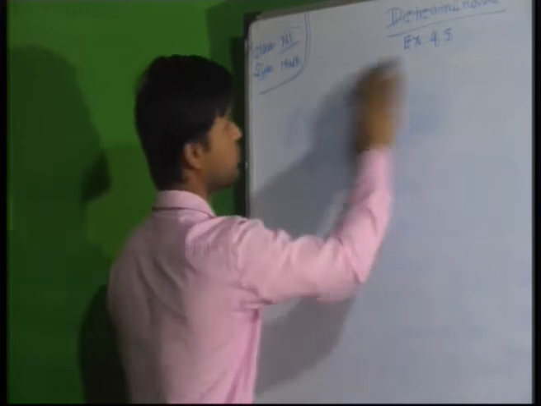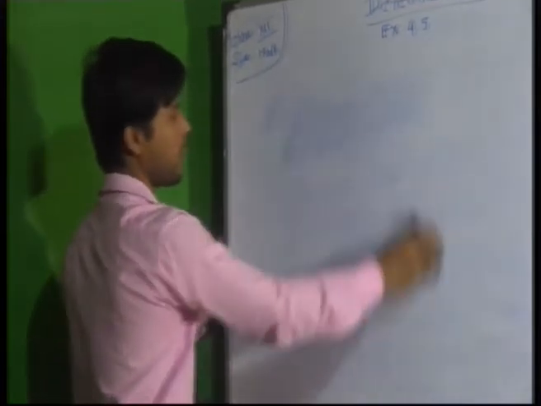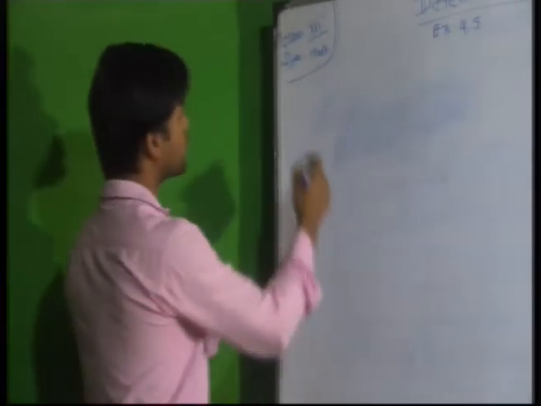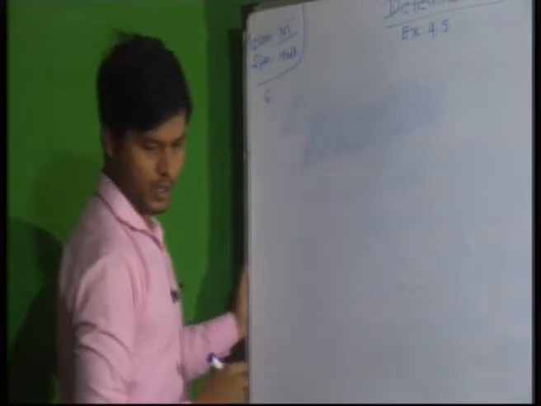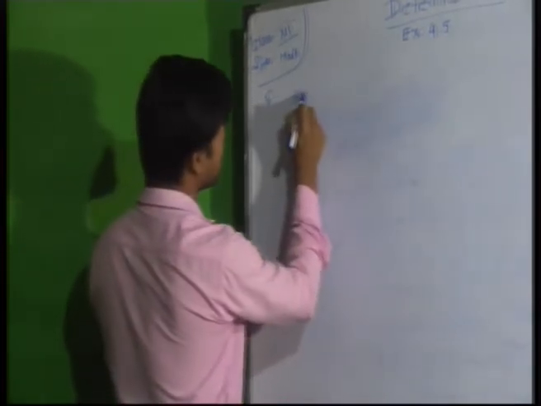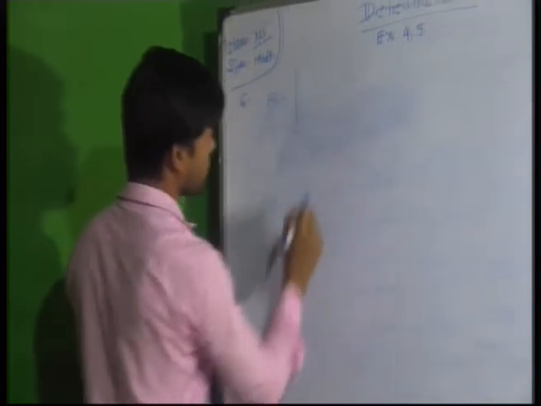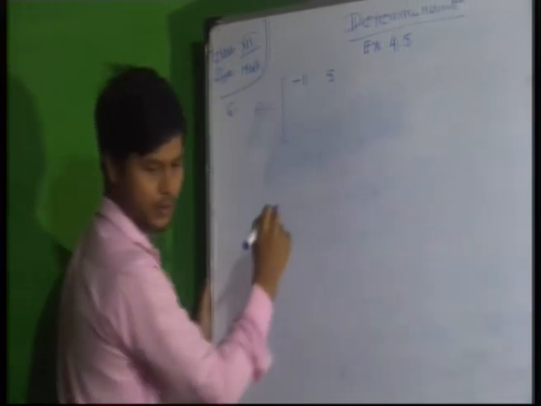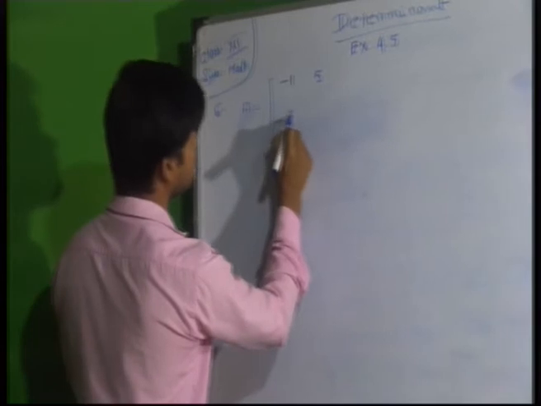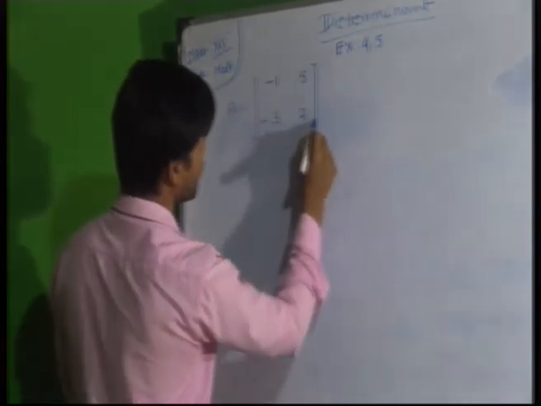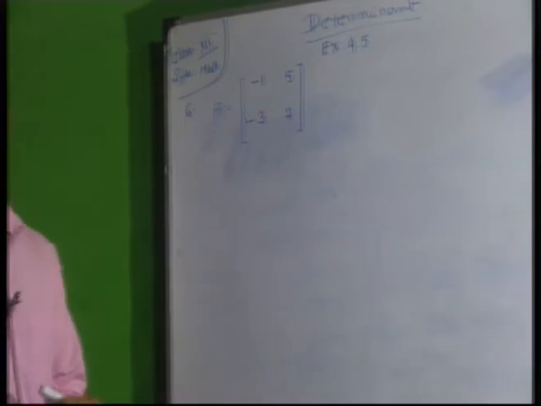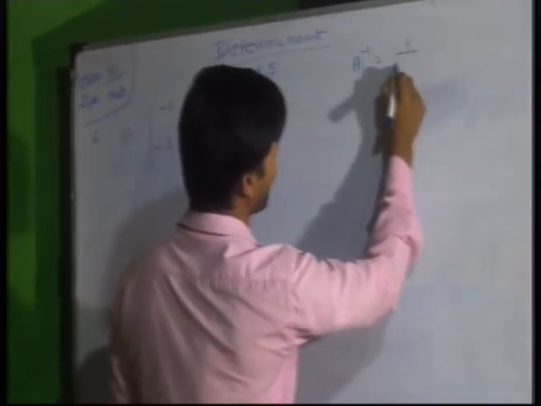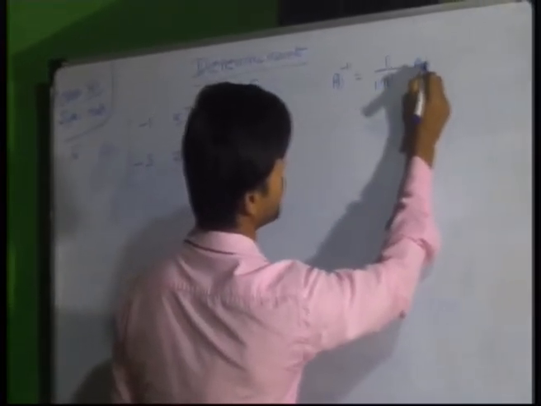Okay, so first I'm choosing a 2x2 matrix and we'll see how to calculate the inverse of that matrix. So let's choose question number 6. Let the given matrix A be equal to minus 1, 5, minus 3, 2. We have to calculate the inverse of that matrix, and we know the formula for calculating the inverse is A inverse is equal to 1 by det A into adjoint of A.